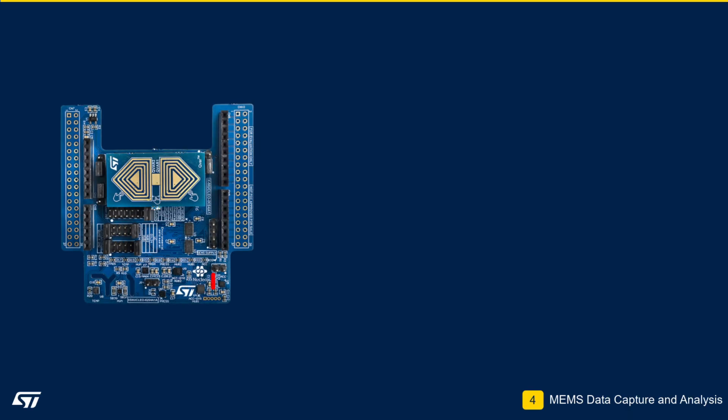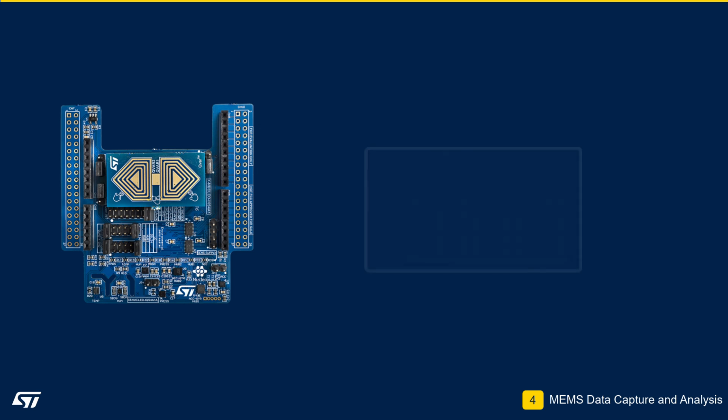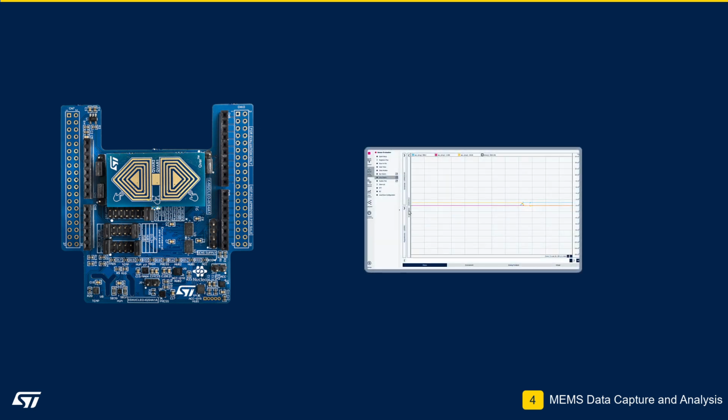The LIS2DUX S12 is an ultra-low power, 3-axis smart digital accelerometer with advanced features such as QVAR electric charge variation detection and a machine learning core. It is capable of sampling data at up to 16 Gs of full scale, with supported output data rates from 1.6 Hz to 800 Hz. MEMS Studio can monitor real-time sensor data and log this data to a file.